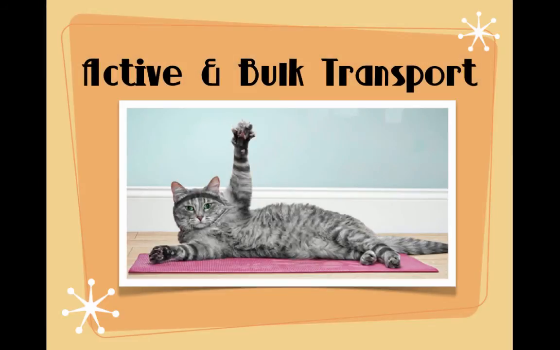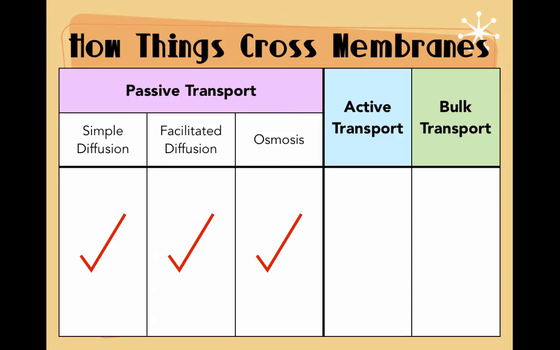Today's lesson is on active and bulk transport. We've been talking about cell transport, and we've already gone through the different types of passive transport, which is simple diffusion, facilitated diffusion, and osmosis. Today we're going to talk about active transport and bulk transport.